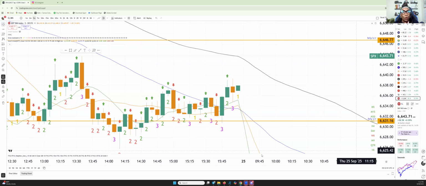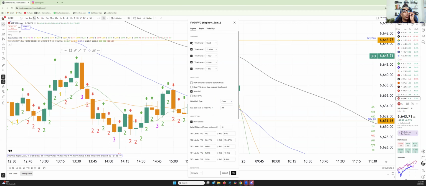So what it does though is it shows the fair value gaps for whatever time frame chart you're on, and it lets you pick other time frames to show. So time frame 1 is whatever your chart is. Whatever chart you're on is the time frame it's going to show you. Then I picked the 15-minute, the 1 hour, the 4 hour, and 1 day. I actually should change one of these to the 5-minute, because when I'm at the end of the day, when I switch to the 5-minute chart, I can then see the 5-minute fair value gap.